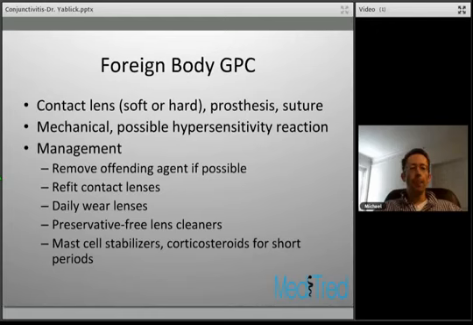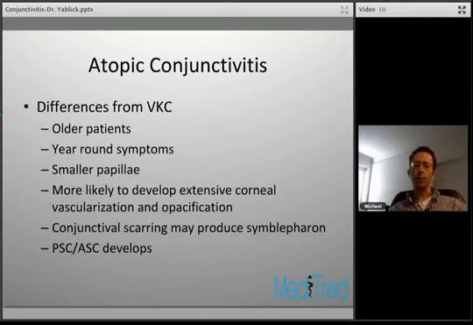Okay, so atopic conjunctivitis is another condition, and it's similar to vernal keratoconjunctivitis, but there are some important differences. Number one, the patients tend to be older. These are adults. They tend to have year-round symptoms in contrast to a seasonal disease. The papillae tend to be smaller, and they're more likely to develop extensive corneal vascularization and opacification. You can have conjunctival scarring, which can be severe and produce symblepharon, and the patients tend to develop posterior and anterior subcapsular cataracts.